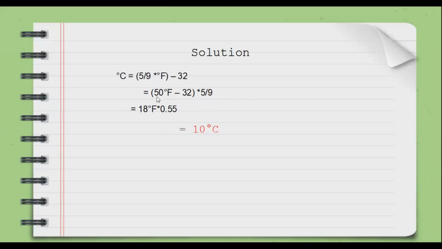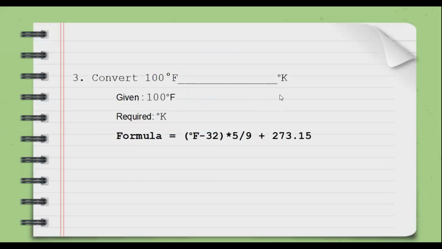By grouping, we have 50 degrees minus 32 times 5/9. So you have to subtract 32 from 50. We have 18. 50 minus 32 is 18, times 5/9 is 0.55. So 18 times 0.55, we have 10 degrees Celsius. So 50 degrees Fahrenheit is equal to 10 degrees Celsius.